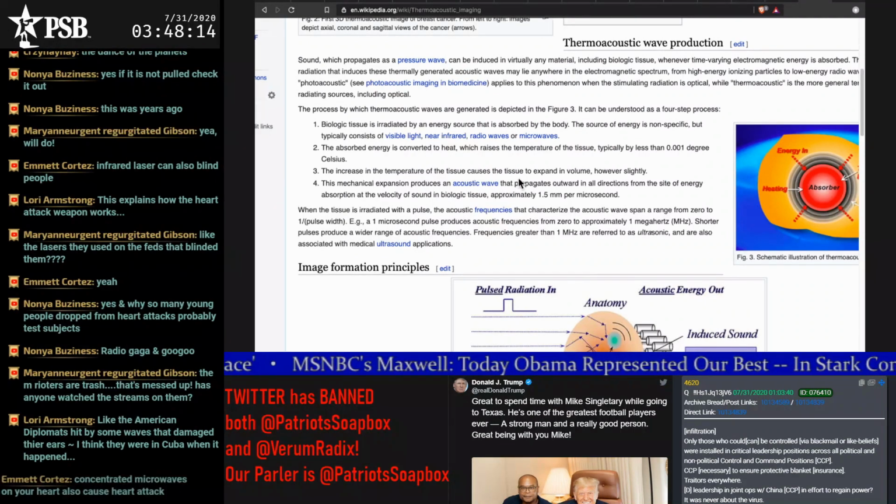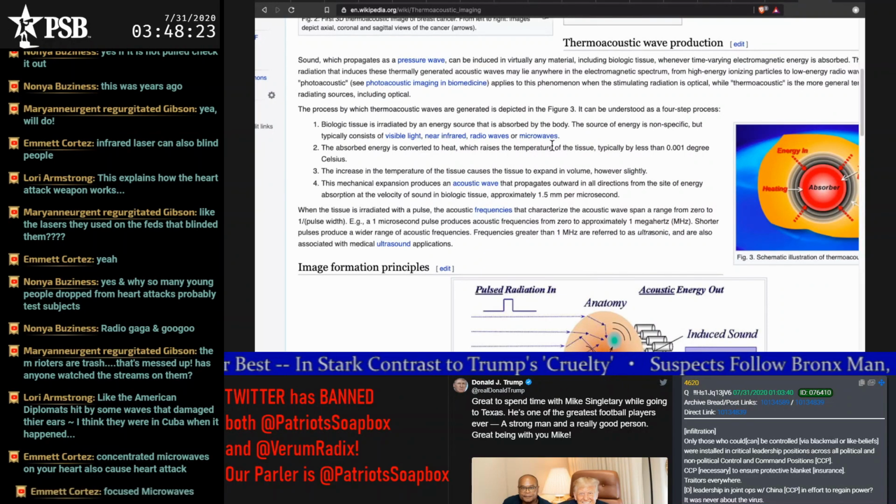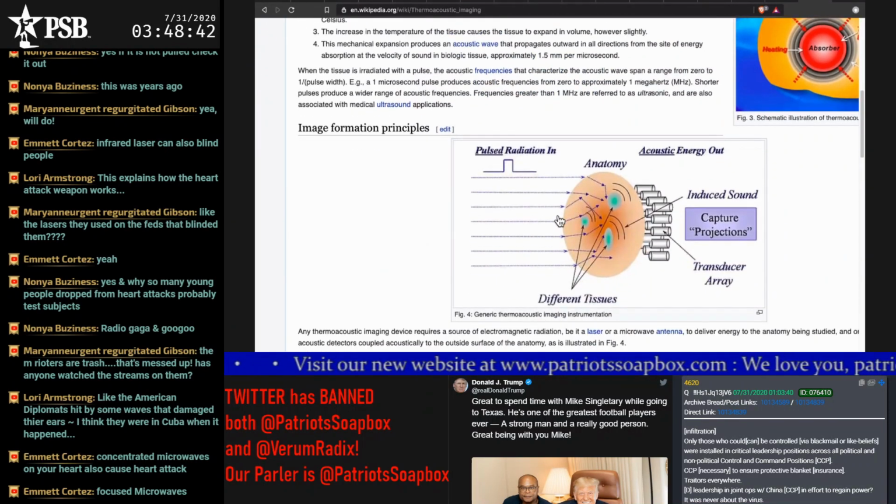So they're able to generate ultrasound in the body by using light, infrared, radio waves, microwaves, millimeter waves. We might as well just add those too. They can create ultrasound in the body by heating up the tissue less than 0.001 degrees Celsius and allowing it to cool, and then heating it up again, and allowing it to cool, and then heating it up again and allowing it to cool. And you get this pulsed radiation.